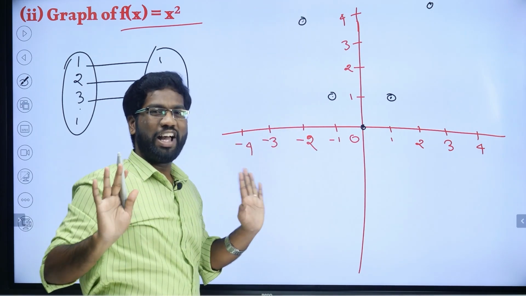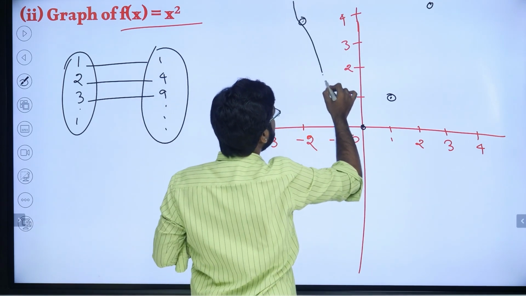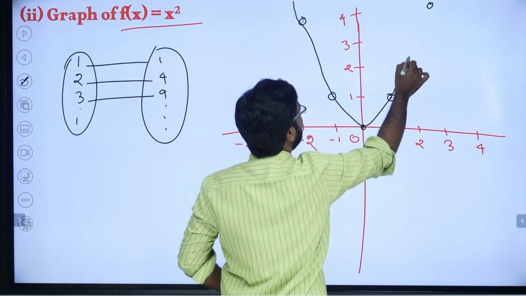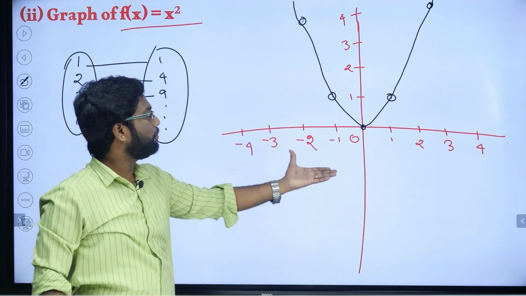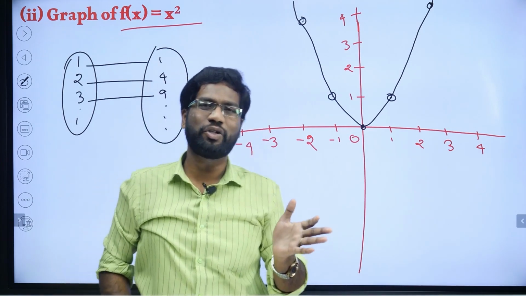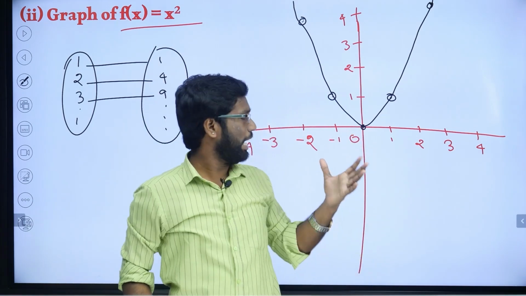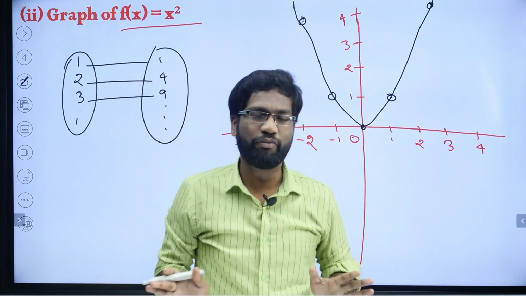Just 4 values are enough, my dear students. If you connect these points now, you will find the parabola, the upward direction parabola. We got it, my dear students. This is the x square function, the graph of the x square polynomial. Now we have drawn the graph, my dear students.